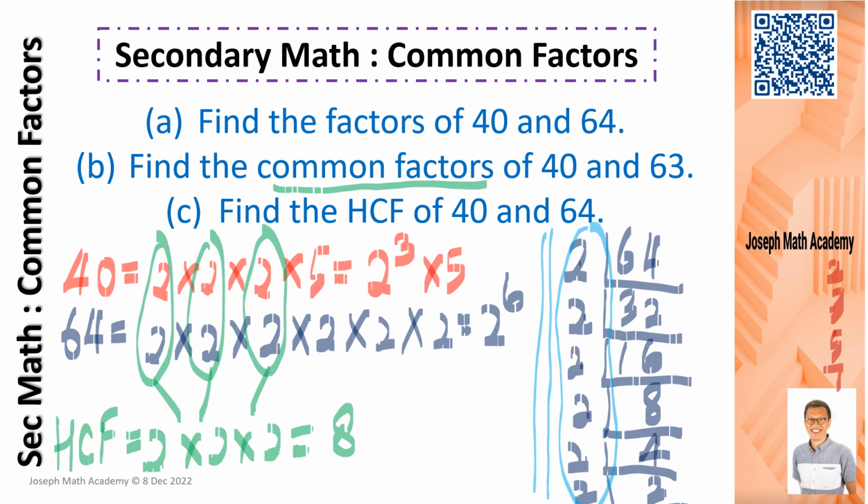So, the highest common factor can be easily obtained using the product of prime factors, prime numbers. The answer is 2 times 2 times 2, which is 8. And 8 comes from 2 to the power of 3, right? And just now we saw, if you remember my previous slide, the greatest common factor or the highest common factor of 40 and 64 is indeed 8.